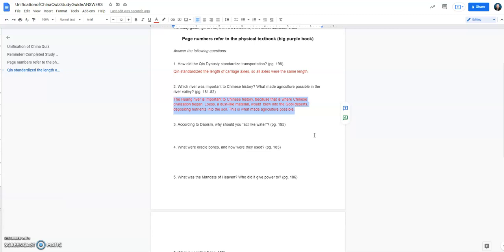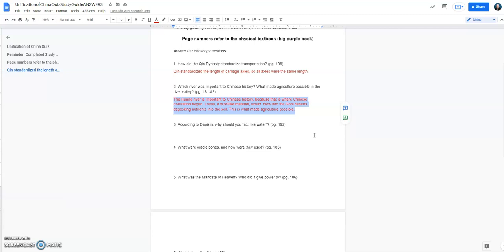It mixes in with the water. When it does that, it creates a mud, because you mix dirt and water, it creates mud. And the loess is a yellow color. So when it mixes with the water, it creates a yellow mud. That yellow mud turns the entire river yellow, which is why they call it the Yellow River.